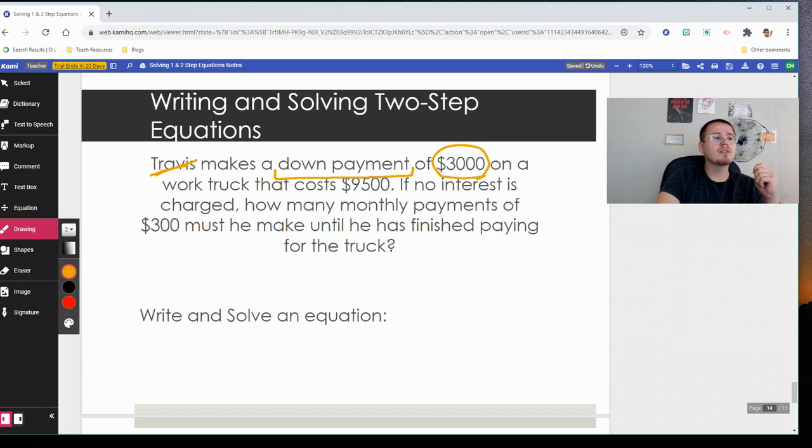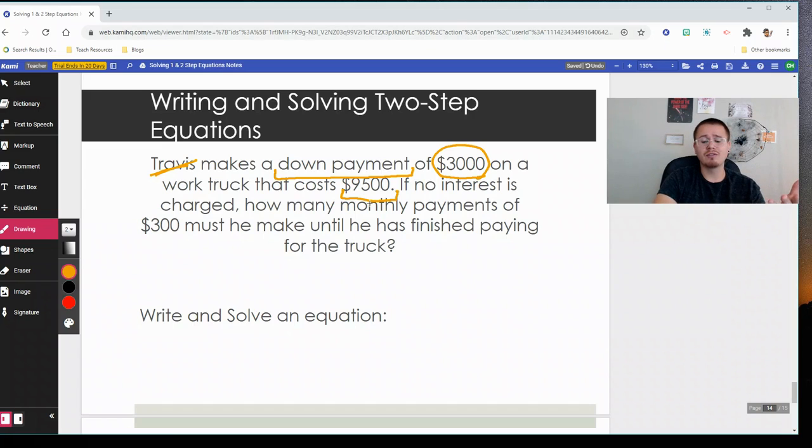But $3,000 down on a work truck that costs $9,500. If no interest is charged, this is a lie, but it's pretty hard to show interest in basic math problems. However, you're looking at somewhere between a 4 to 8 or 9% range if you have a decent credit score.